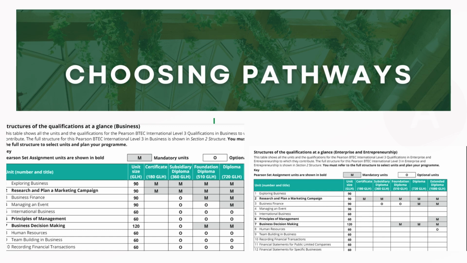As you can see on the screen, in the business qualification, there are 2 pathways. Pathway 1 on the left-hand side is the pure business pathway, and on the right-hand side is the enterprise and entrepreneurship pathway. As you can see, the subsidiary diploma on the business course offers a greater number of optional units as opposed to that on the enterprise pathway. Please bear this in mind and be very careful as you are choosing your combinations to ensure that you choose the right ones for your chosen pathway.